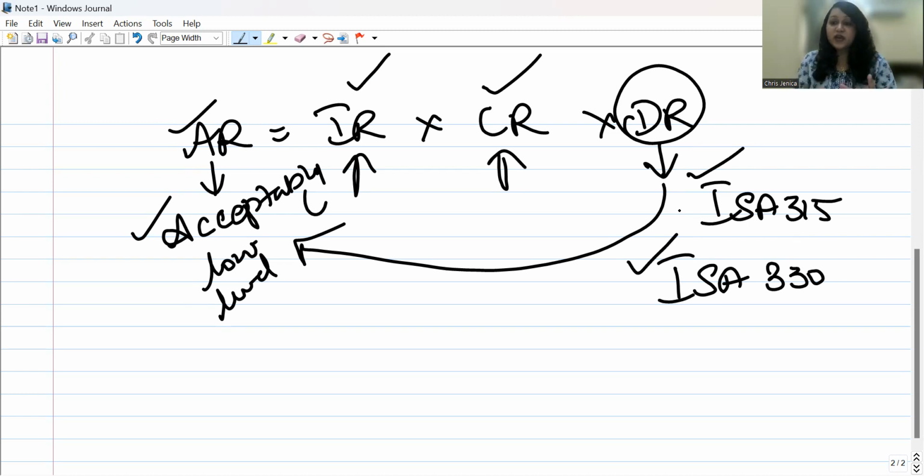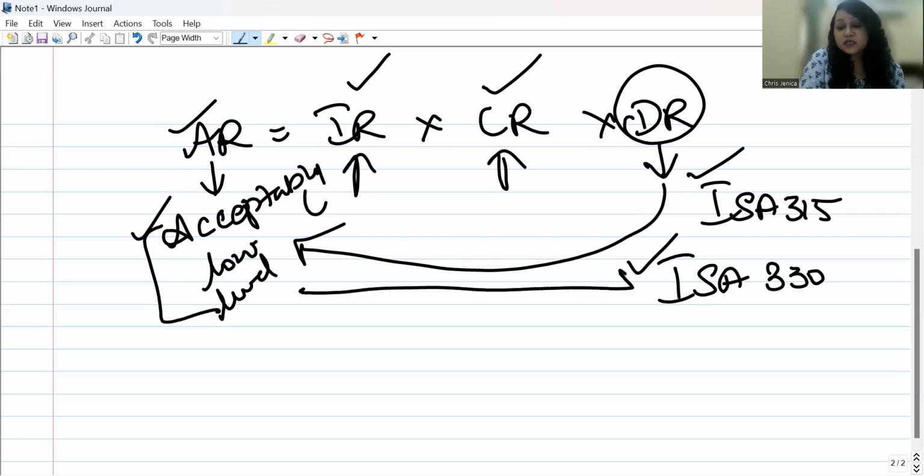ISA 330 is where you are going to work towards bringing the audit risk to an acceptably low level. So what is ISA 330? In order to bring it to a lower level, why am I telling ISA 330? Because that is the auditor's response to the assessed risk, right? Now, based on the assessed risk, how is the auditor going to respond? You have to bring the audit risk to an acceptably low level. So these are the stages in which we are going to consider the audit risk.